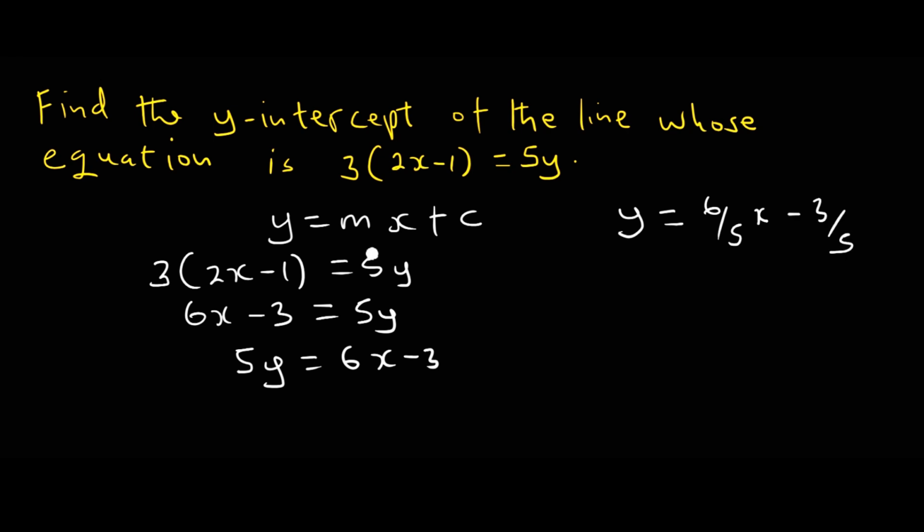But remember, from the standard form, that is y = mx + c, m is the gradient and c is the y-intercept. So it therefore means that in our equation, the y-intercept is the same as negative 3/5.